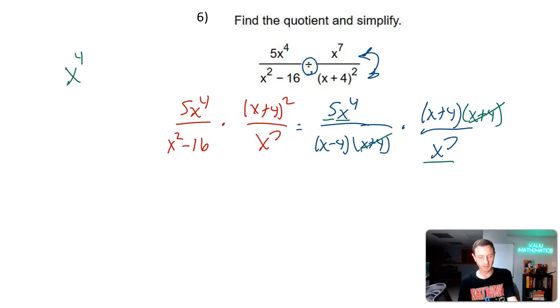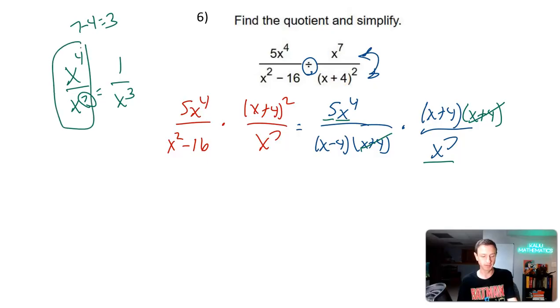Let's do this off to the side. x to the 4th over x to the 7th is going to be 1 over x to the 3rd, because 7 minus 4 is 3, and the x to the 3rd stays where the x to the 7th was. Just like how I showed you here, x to the 4th over x to the 7th simplifies down to 1 over x cubed, so x to the 3rd stays on the bottom. So this will be x to the 3rd now, and then this x to the 4th goes away.